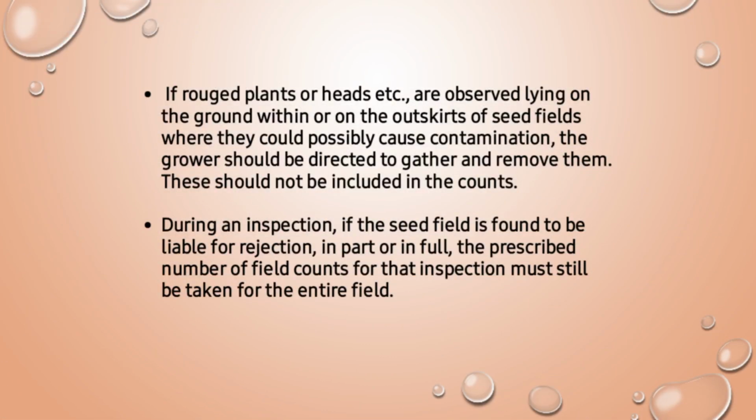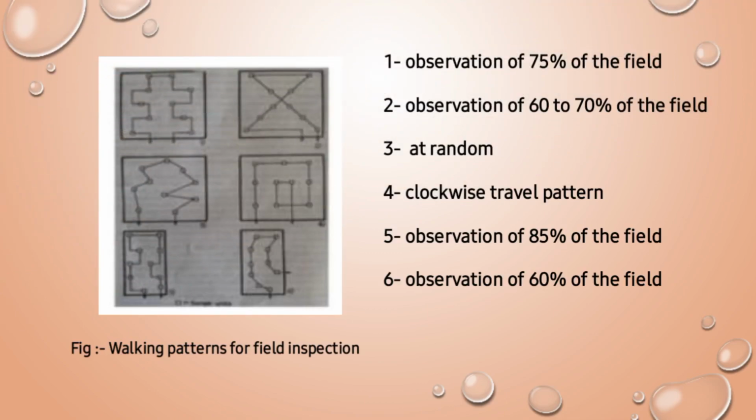If rogued plants or heads are observed lying on the ground within or on the outskirts of the seed fields where they could possibly cause contamination, the grower should be directed to gather and remove them. These should not be included in the counts. During an inspection, if the seed field is found to be liable for rejection in part or in full, the prescribed number of field counts for the inspection must still be taken for the entire field.